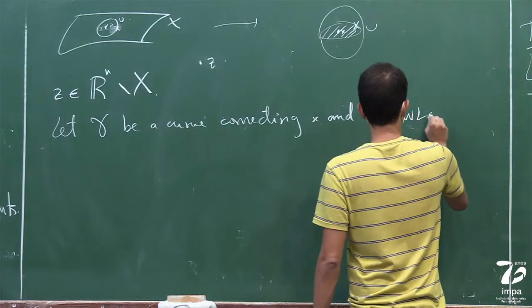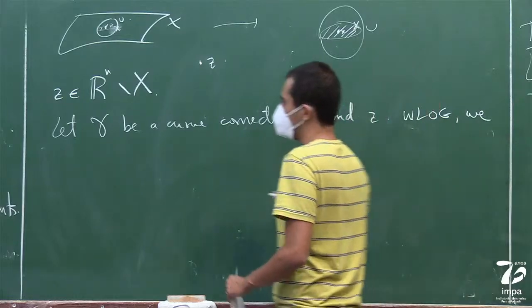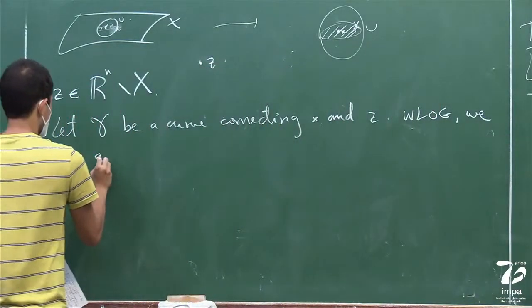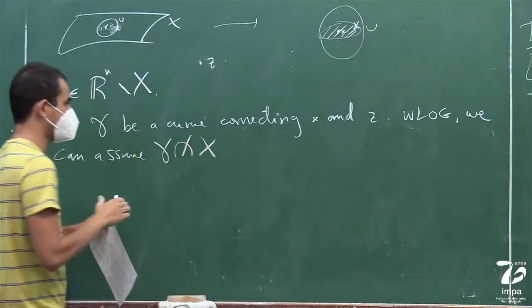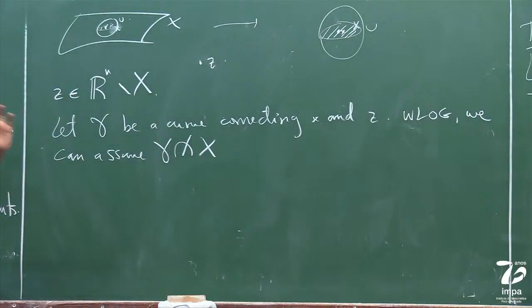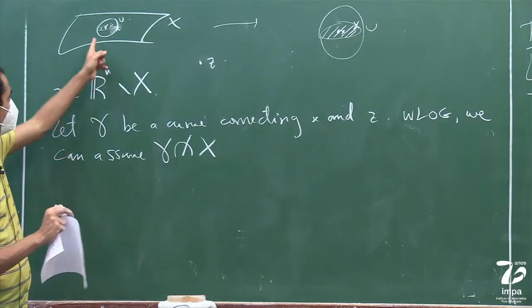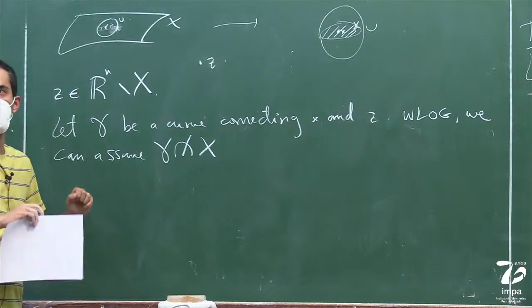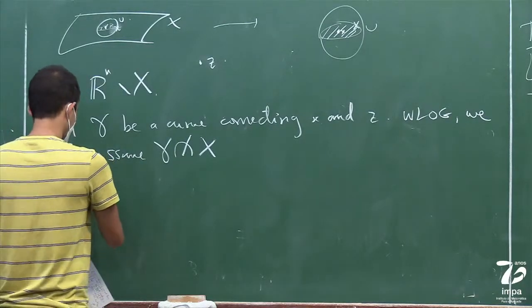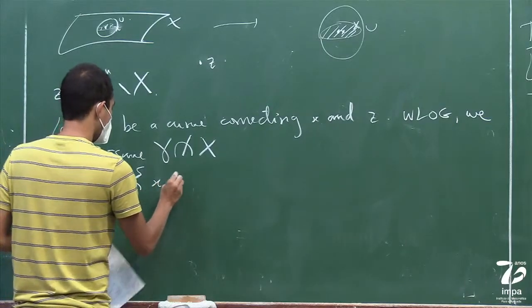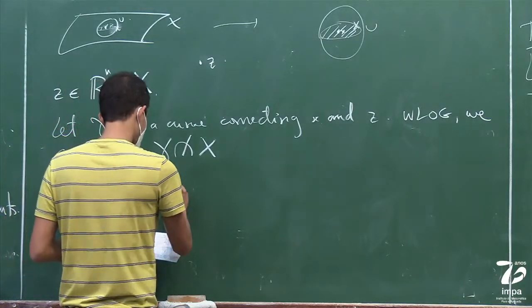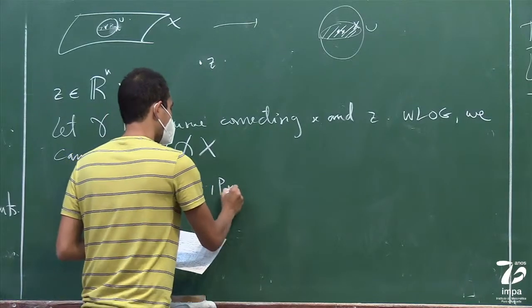Without loss of generality, we can assume that gamma is transverse to x, but it's a curve with a compact domain. So it will have to intersect x at a finite number of points. So the intersection of gamma with x will be the point x, and then the points p1 through pk.